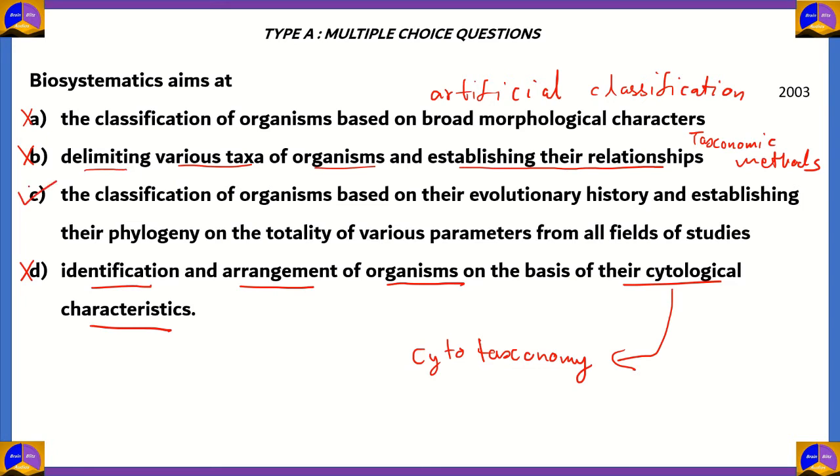The correct option is option C. Biosystematics aims at the classification of organisms based on their evolutionary history and establishing their phylogeny on the totality of various parameters from all fields of studies. Basically, it combines natural classification along with evolutionary history, and that's what we call biosystematics. So option C is the correct option for this question asked in 2003.